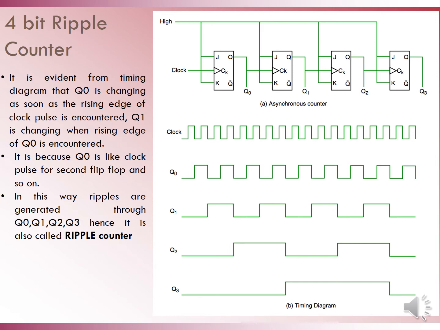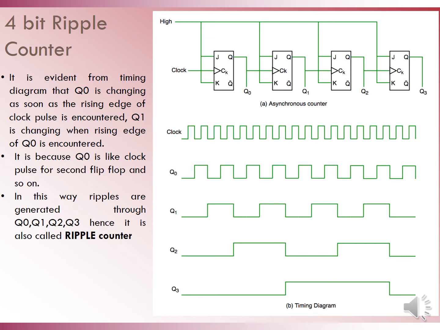On the fourth clock pulse, Q0 changes from 1 to 0. This negative transition of Q0 will affect Q1, which also changes from 1 to 0. Now this negative edge of Q1 acts as a clock signal for Q2, which now toggles from 0 to 1. As this is a positive transition of Q2, Q3 does not change.